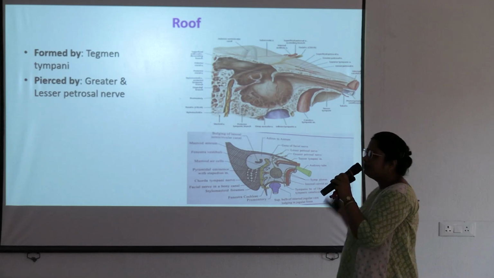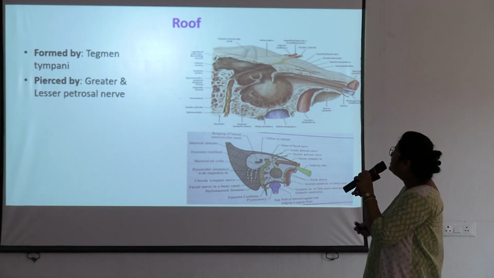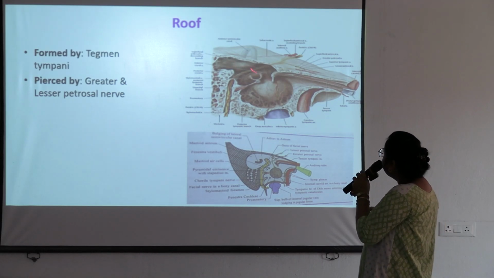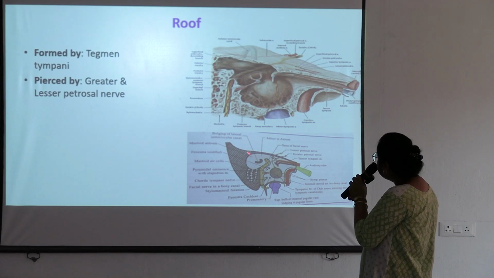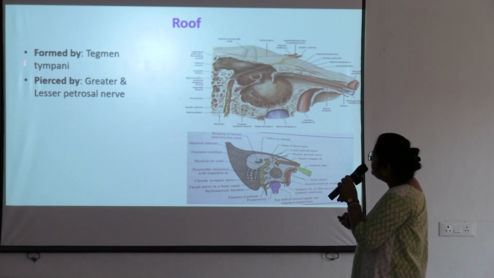Next we are going to the different boundaries. 4 walls we will discuss. First is the roof. See here, this is the middle ear cavity, so this part is the roof. Here this is a schematic presentation. This is the roof. The roof is formed by the tegmen tympani.